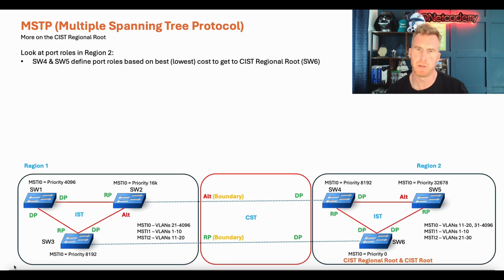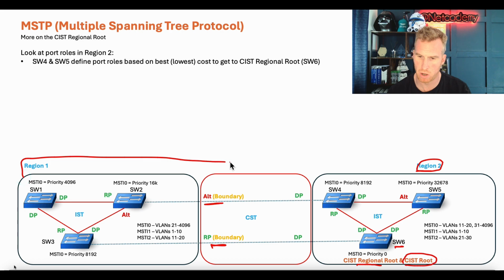Okay, so let's now build on the CIST regional root, the election, and how these ports are actually elected to be in the mode that they actually are. But first let's look at region 2. Specifically, let's look at the port roles. So we know that switch 6 is the regional root for region 2, it's the root bridge, and it's also the root bridge for the common and internal spanning tree, i.e. region 1 over the CST and region 2.